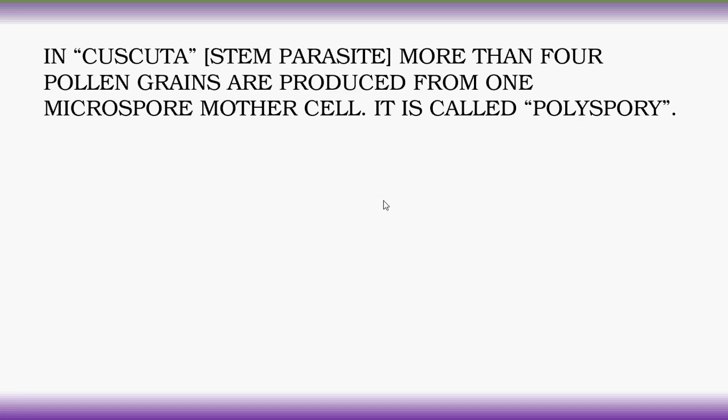In Cuscuta, a stem parasite, more than 4 pollen grains are produced from one microspore mother cell. This condition is called polyspory. That means the unusual feature polyspory we can observe in Cuscuta.